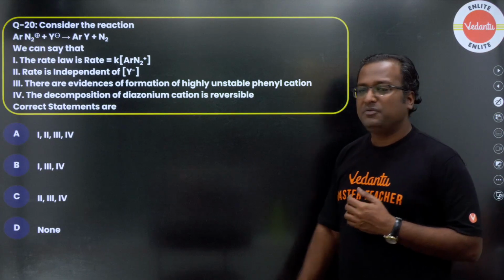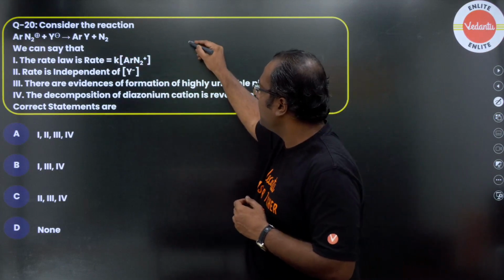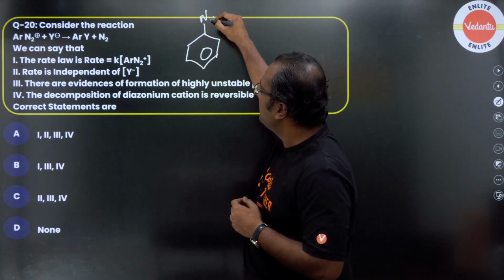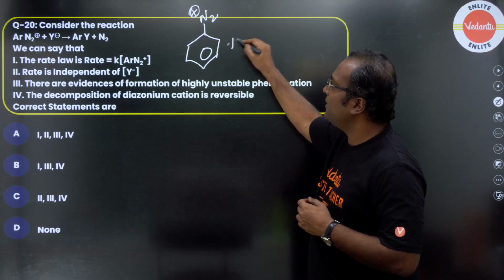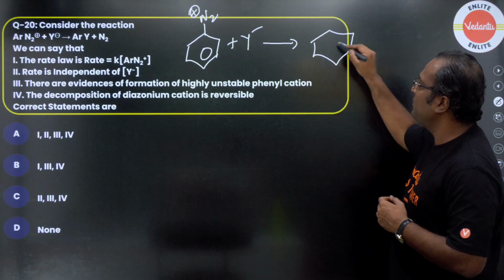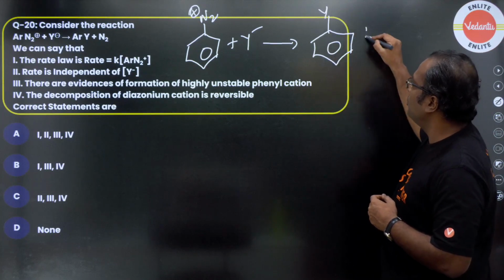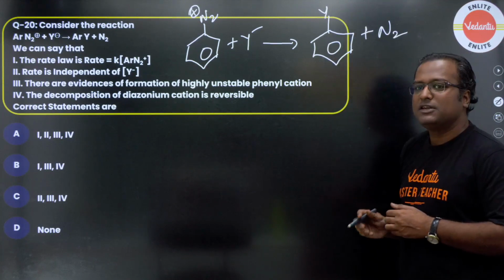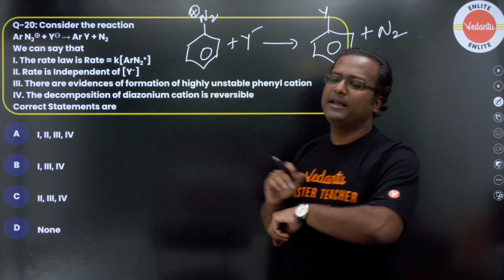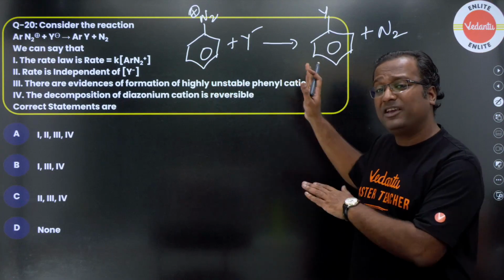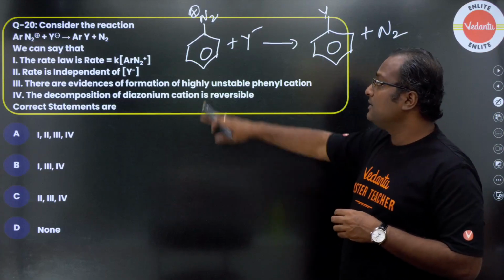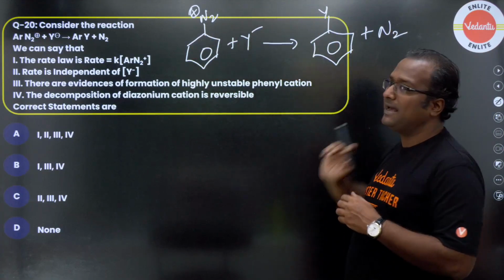The question says we have aryl diazonium, ArN2 plus, right? So that's your aryl diazonium salt. He says if you react this with Y minus, we know that a substitution reaction takes place and N2 goes away and Y minus comes into the place of N2, a nucleophilic substitution reaction in aromatic compounds. Where did we get diazonium? That's not part of the question. What is part of the question here is the mechanism of what is happening here.